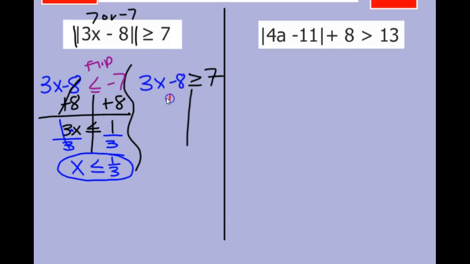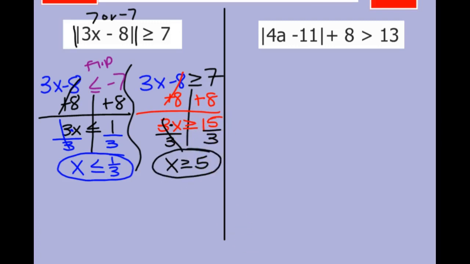Same thing over here, get rid of your addition and subtraction first. So 3x, and 7 plus 8 is 15. And the opposite of multiplying by 3 is divide by 3. Same symbol, nothing's changed. 15 divided by 3 is 5.